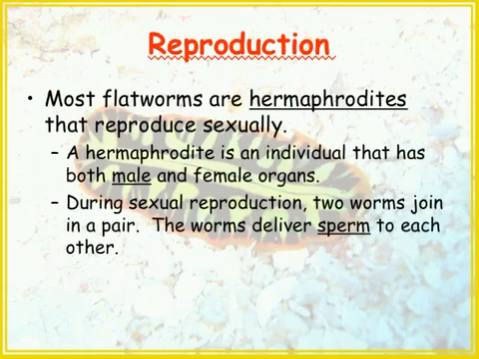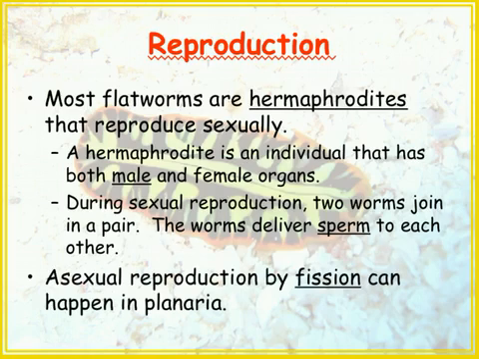Reproduction is accomplished in flatworms sexually. Most flatworms are hermaphrodites. Hermaphrodites mean that the organism is both male and female. It has male and female organs. So during sexual reproduction, two worms join in a pair, and then they both deliver sperm to each other. And then that sperm fertilizes their eggs, and then they have made flatworms.